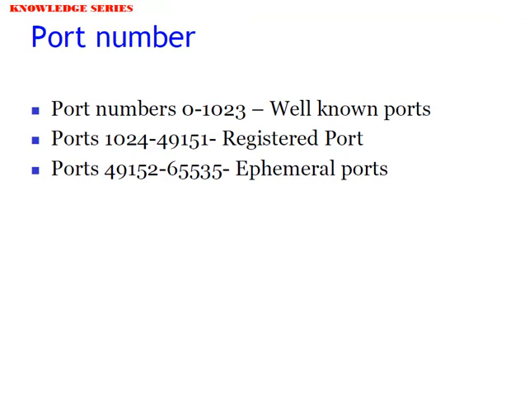So if you look across, a port number is classified as a well-known port, a registered port, and an ephemeral port. Ephemeral ports range from 49152 to 65,535. Registered ports are 1024 to 49151, and well-known ports are 0 to 1023. So that's how the port is being classified.